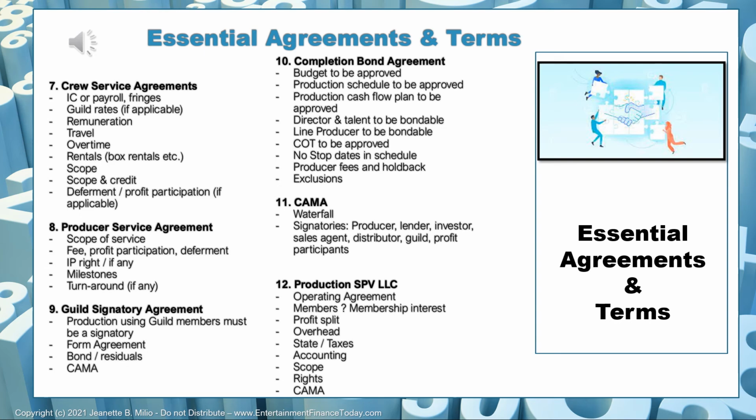The completion bond agreement is one where the completion bonder gets to approve the budget, they get to approve the production schedule, and they get to approve the production cash flow plan, they get to approve the director and the talent, they get to approve the line producer and the accountant, they get to approve the chain of title. They will not like that you have stop dates in there, so you want to avoid those, which means you want to make sure that you don't have an actor who has to be on another movie right after yours.